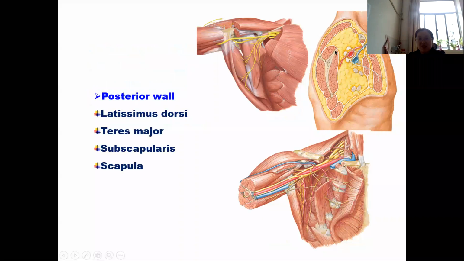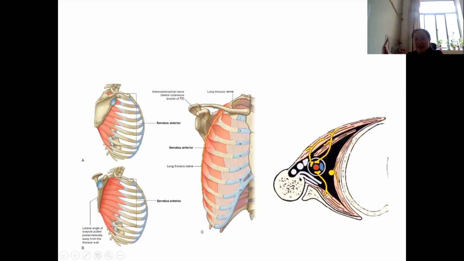Posterior wall. This is the scapular bone, the spine of the scapula. Then the subscapularis muscle, latissimus dorsi, and teres major muscle. Also here, teres minor just contributes to the thickness of the posterior wall. So here I show you the posterior wall, and then here I show you the medial wall.